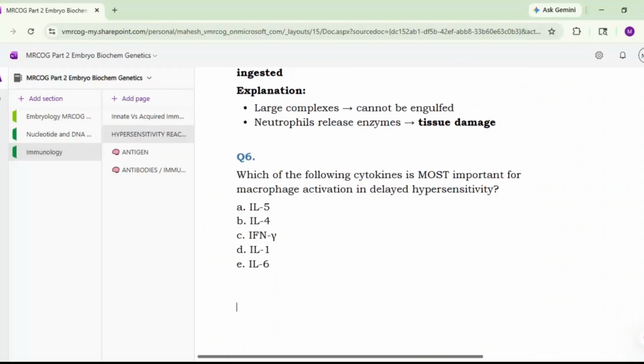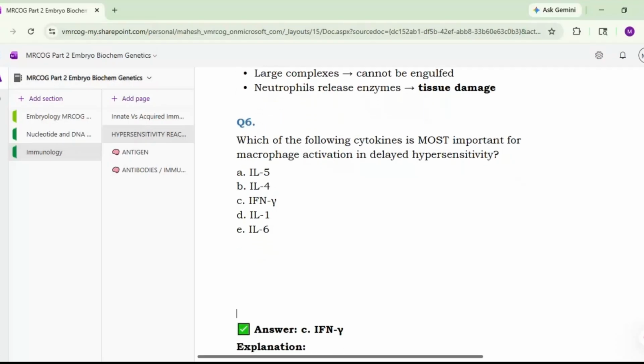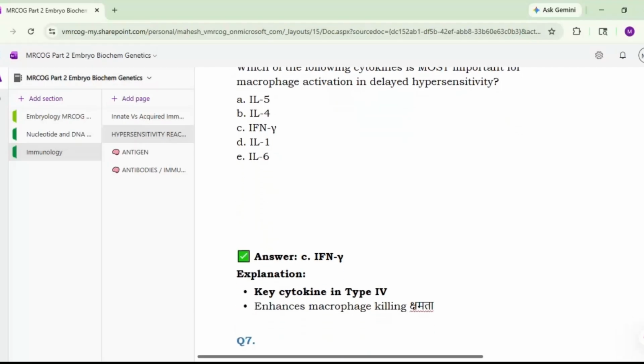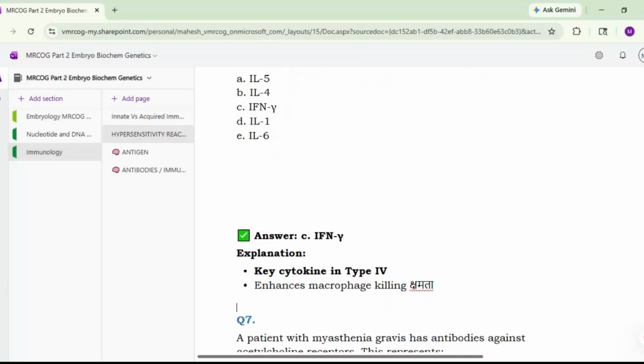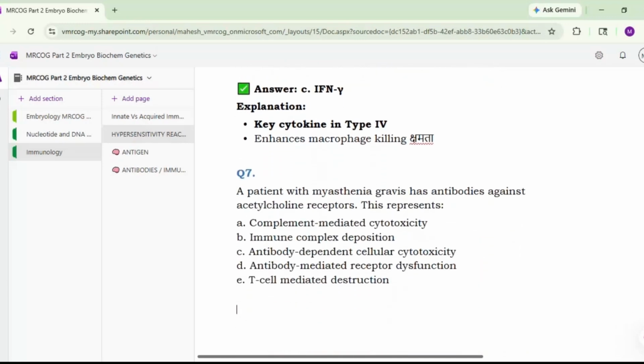Next. Which of the following cytokines is most important for macrophage activation in delayed hypersensitivity? Interleukin 5, interleukin 4, interferon gamma, interleukin 1, or interleukin 6? Interferon gamma, correct. That is the key cytokine in type 4 hypersensitivity. It enhances macrophage killing.